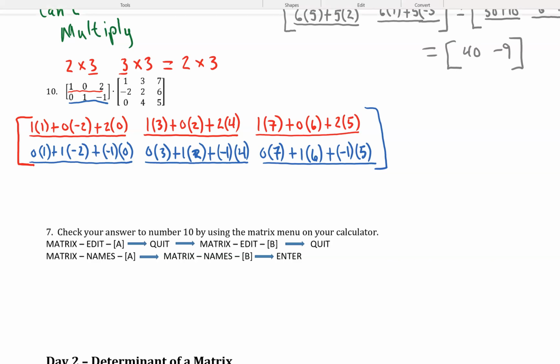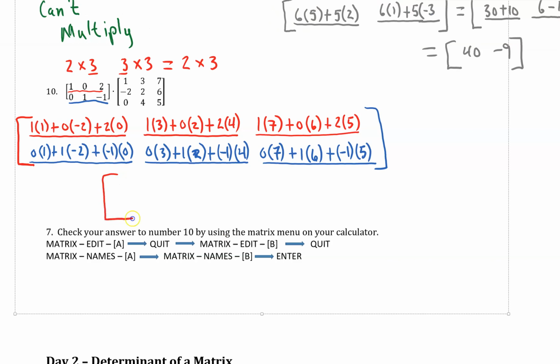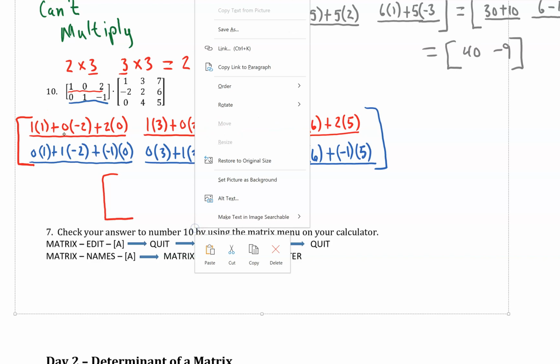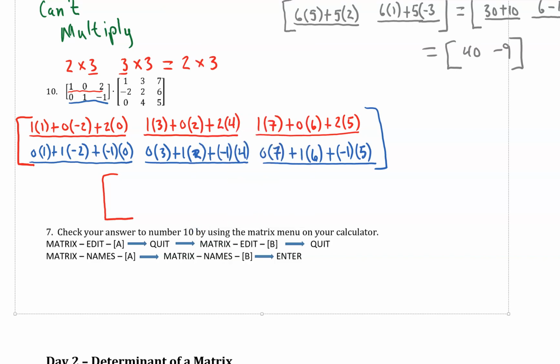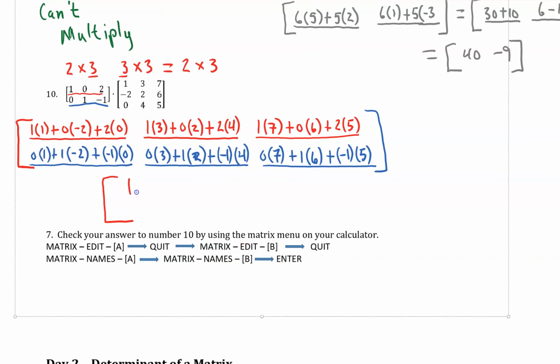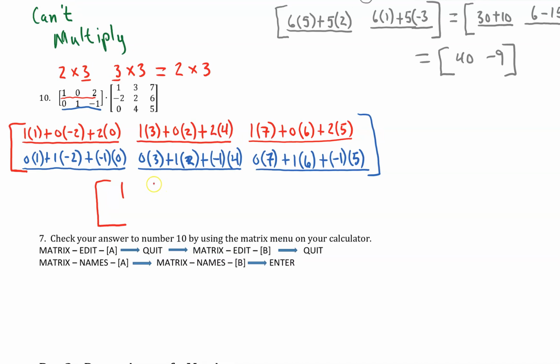Now we're just going to clean it all up. In this case, I'm just going to do it as we go here. So 1 times 1, this is 1 plus 0 plus 0. So the first answer is going to be a 1. Then the second one, we're going to have a 3 plus a 0. So just 3 plus 8, that's 11. And then 7 plus 0, that's still 7, and 7 plus 10 is 17.